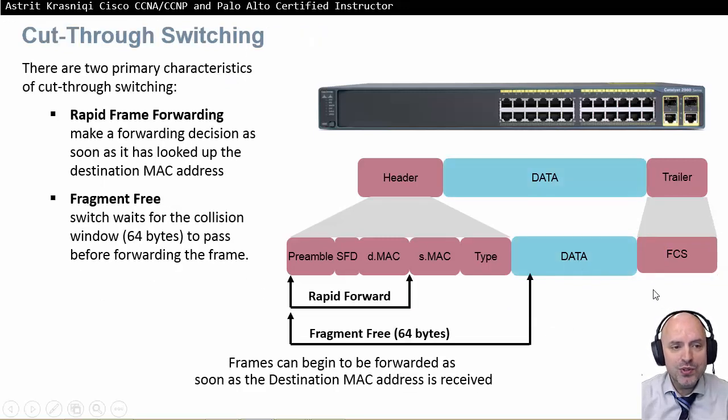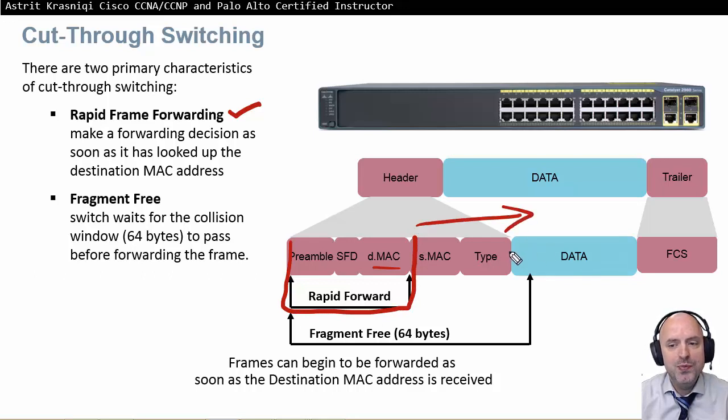While cut-through switches, as soon as they read the destination MAC address, they will forward. We have two types of cut-through switches. We have rapid frame forwarding. That is, as soon as we read the destination MAC address, we forward. We send them. But we're not checking the frame check sequence, which means that we could be forwarding corrupt data.